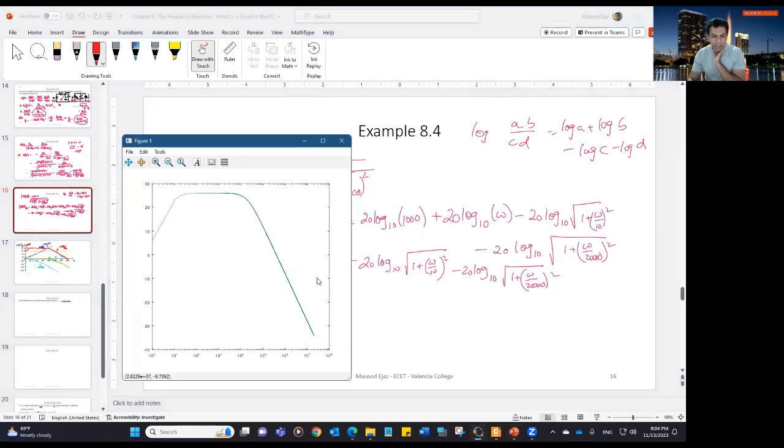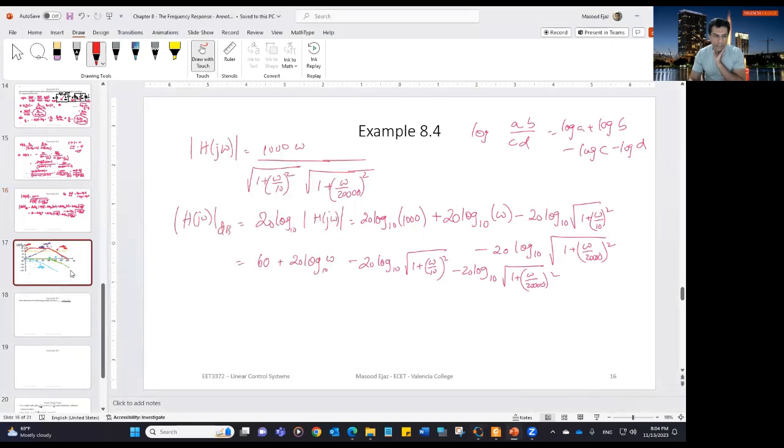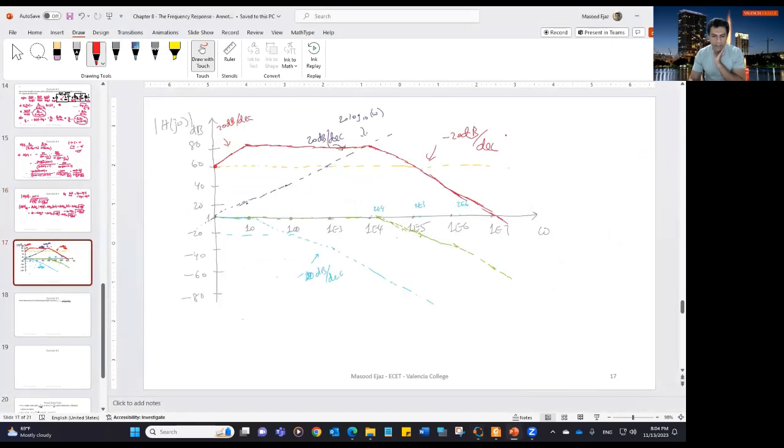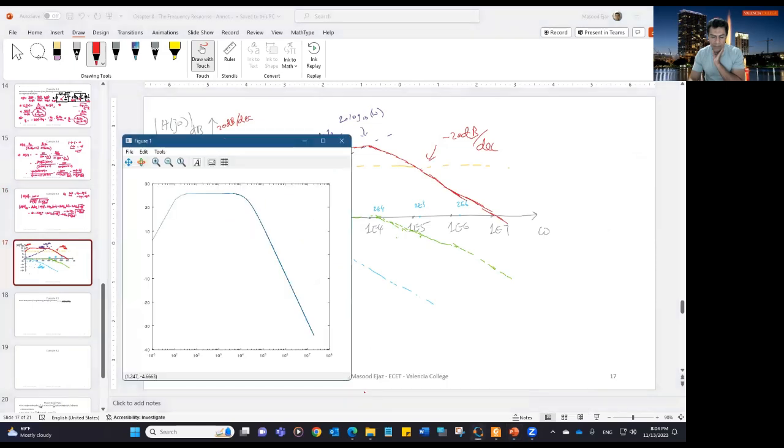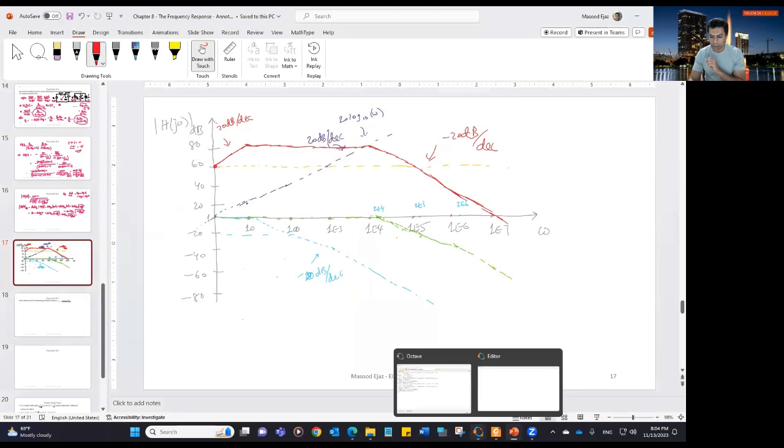So this is how you can do a Bode plot in MATLAB. It does not show you the individual lines. Observe, we are plotting it using individual lines and then adding all of them together. But when you plot it, it's just going to plot in MATLAB with that. Now let's try to use the Bode function.